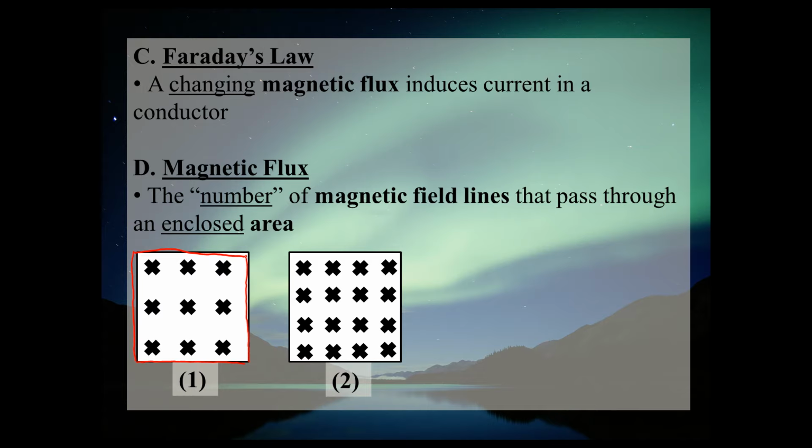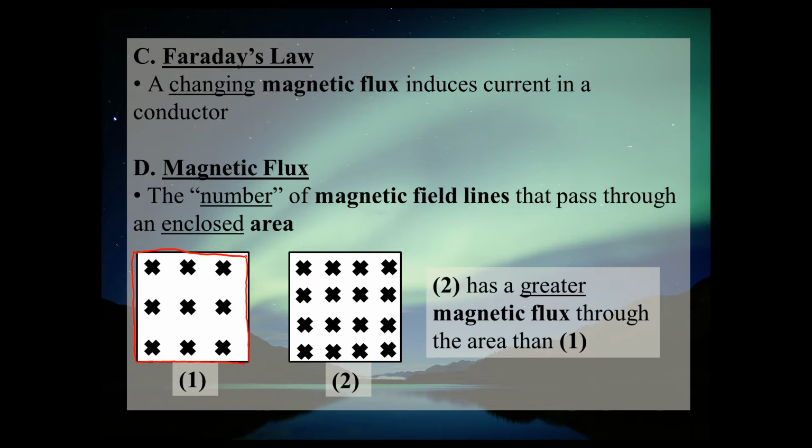So if I were to ask you, which of these loops would have the greater magnetic flux through the area, it would be number 2. Because picture number 2 has more field lines passing through the same enclosed area. Therefore, 2 has a greater magnetic flux than area 1.